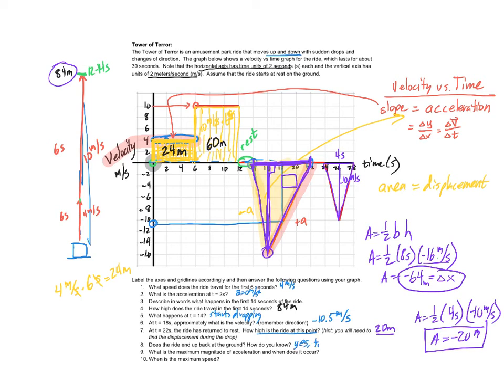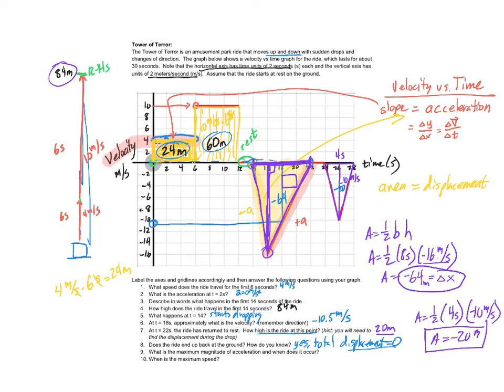Yes, because total displacement equals 0. We had a positive 24, a positive 60, this was a -64, and this was a -20. You add all those displacements together, and you get a total displacement of 0, which means it had to start and end at the same place.